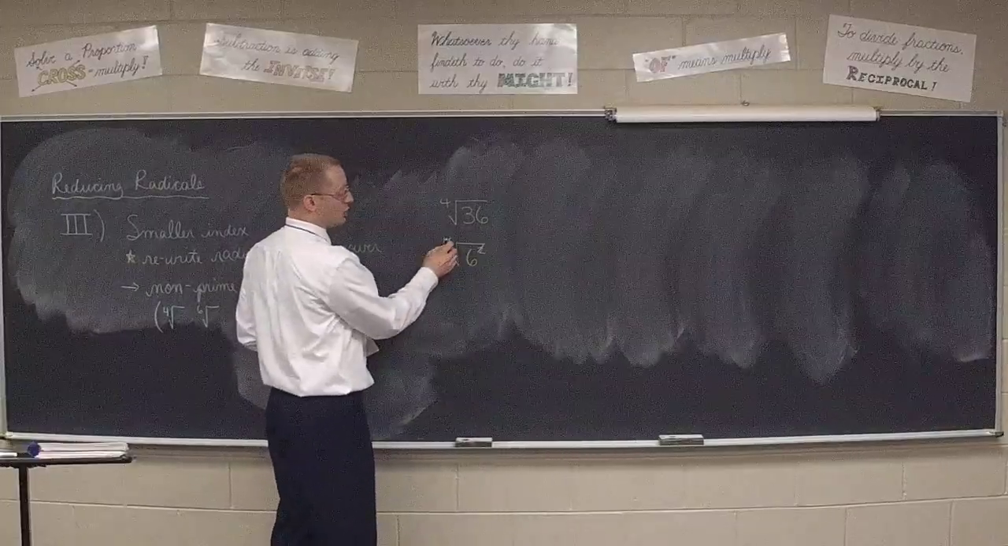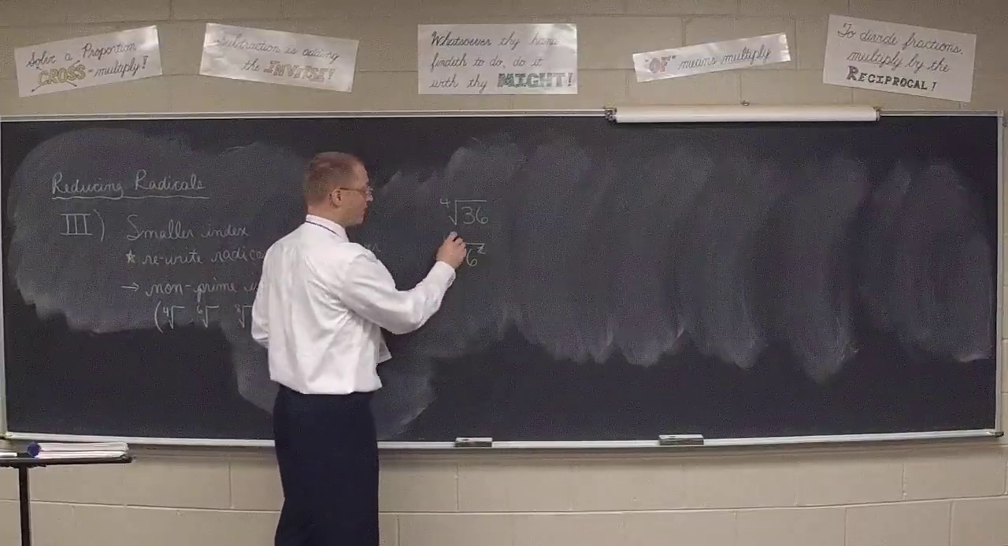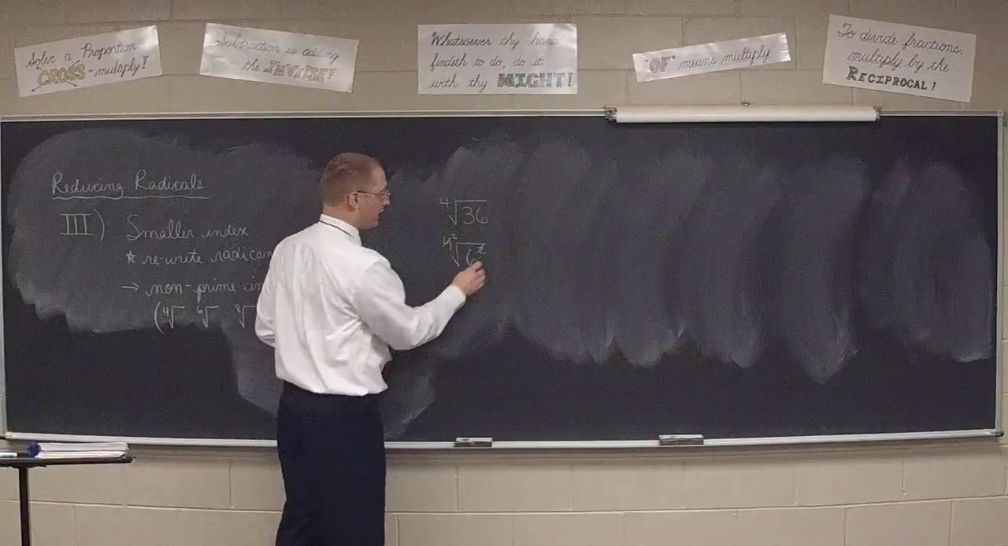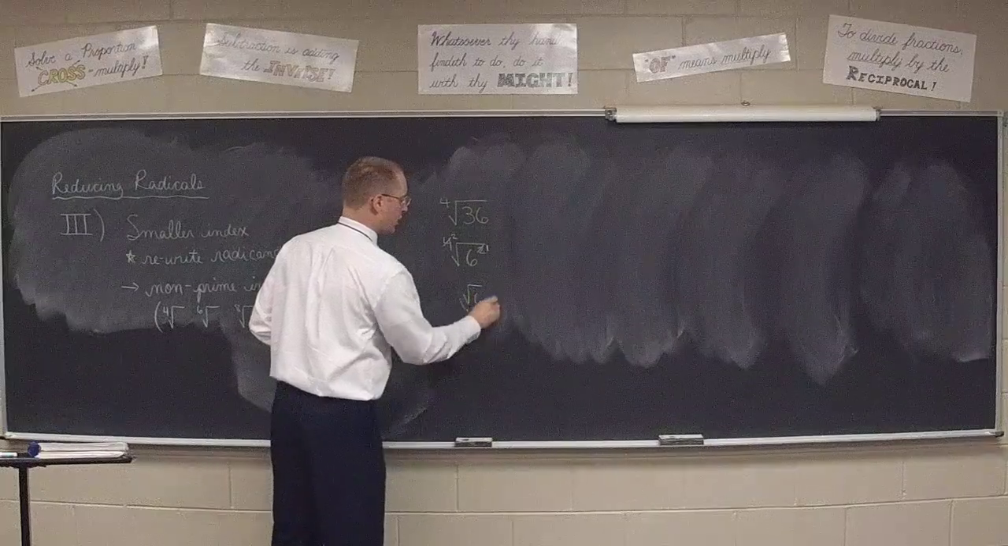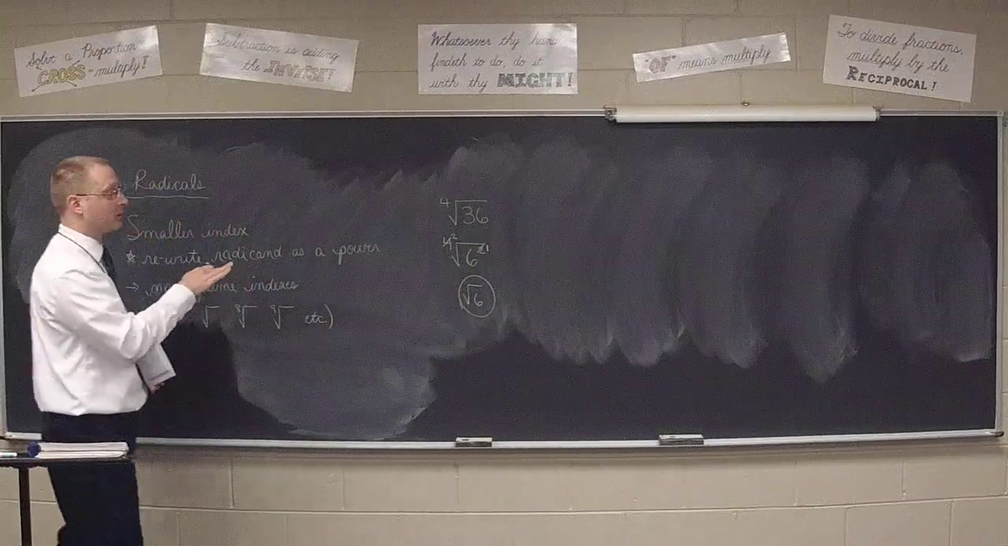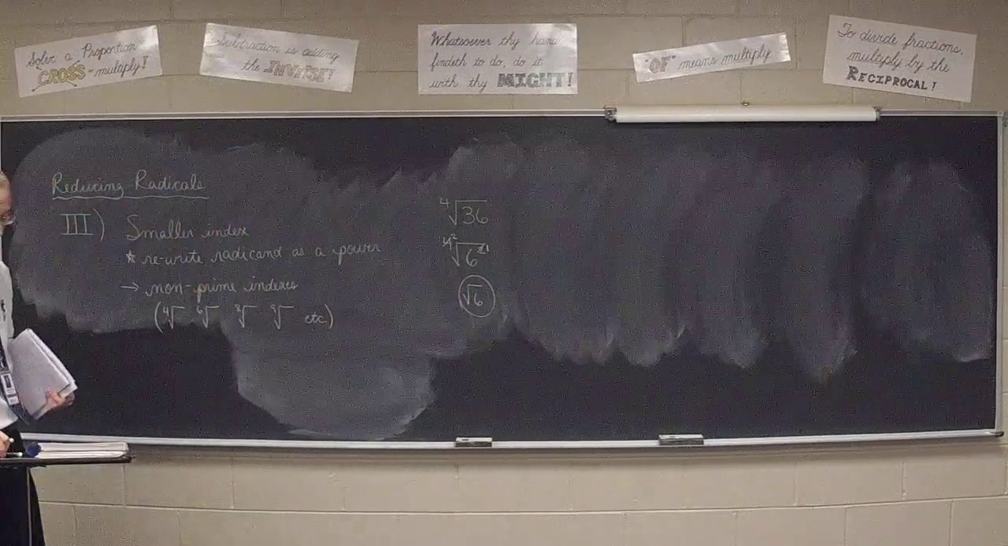2. So if I take a 2 out of a 4, and if I take a 2 out of a 2, 1. So really it's the square root of 6 to the first, or we could just say the square root of 6. We have simplified, we have reduced our radical.